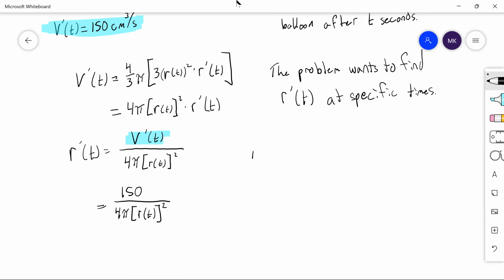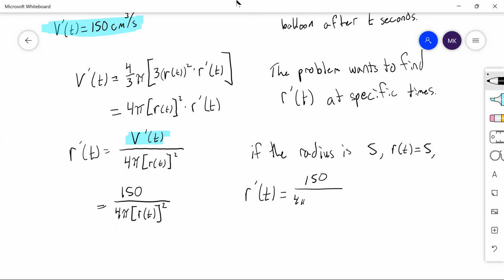So then if the radius is 5, right, that means that r of t equals 5. R prime of t is equal to 150 divided by 4 pi times 5 squared.